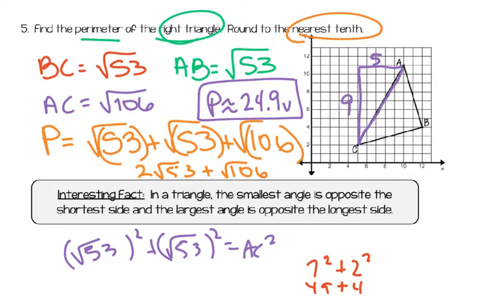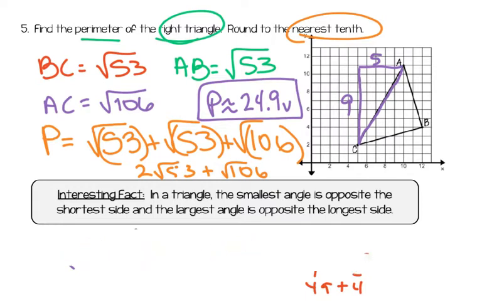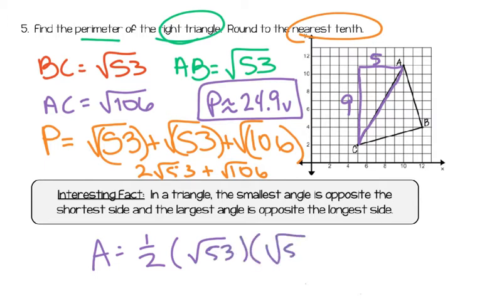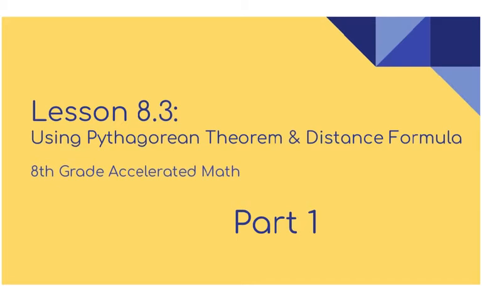Now, if I wanted to do the area I would be doing 1/2 base times height. So just FYI, area would be 1/2, and then the base is square root 53, and then the height is square root 53, and that would give me my area. Okay, you're going to go now on to the second part of this lesson.